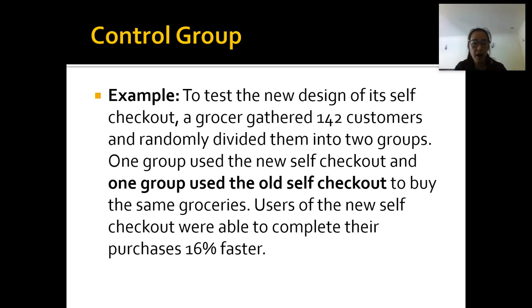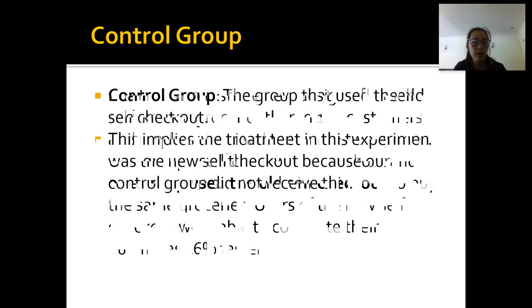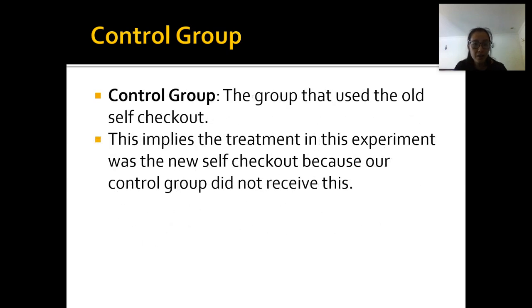Well, that would be the group that used the old self-checkout, because that's where they didn't change anything, and so they could see what the differences were. So this implies that the treatment in this experiment was the new self-checkout, because our control group did not receive this sort of treatment.